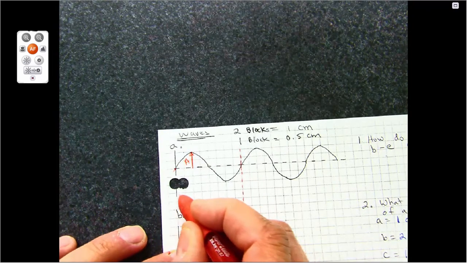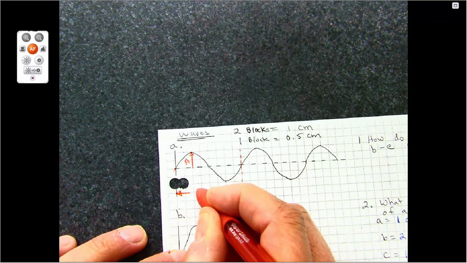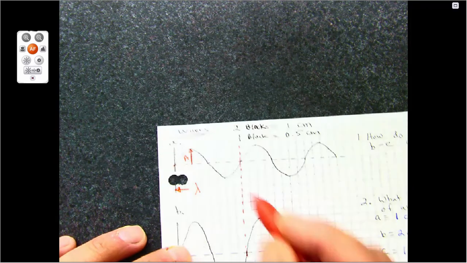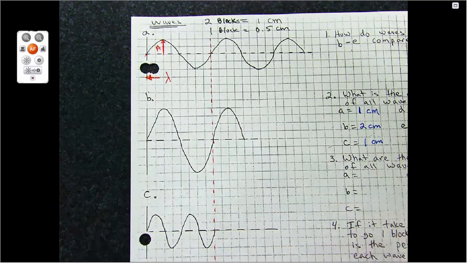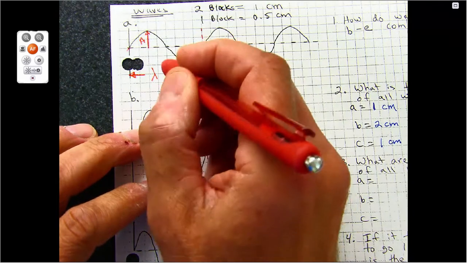So here, wavelength is an upside down backwards Y. Would that be correct? Or is it just an upside down Y? I call it an upside down backwards Y. Lambda symbol. This is one wavelength.